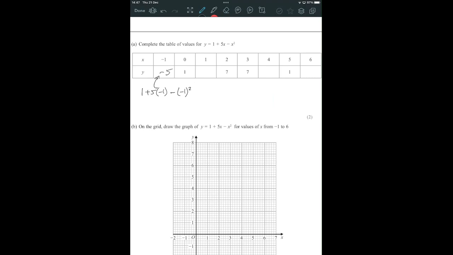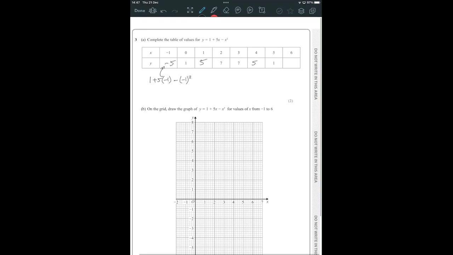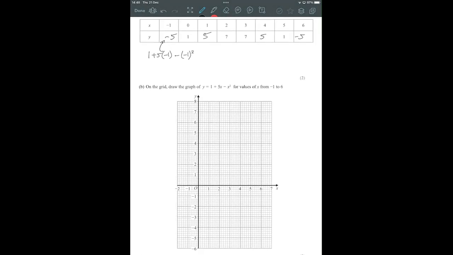Putting in 1 as well. Comes out as 5. Putting in 4. Minus 4 squared gives me 5 again. And you should be able to notice some symmetry here. If you're particularly ahead of the game, you'll notice that this is quadratic in nature. Quadratics have that line of symmetry. So this set of coordinates has a line of symmetry.